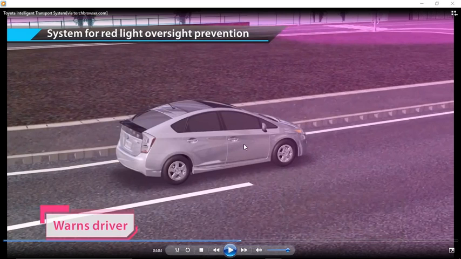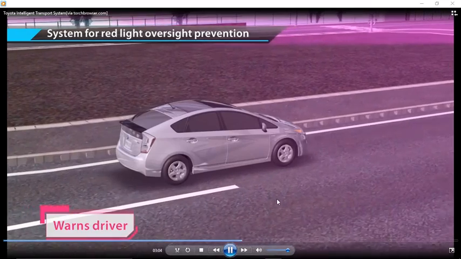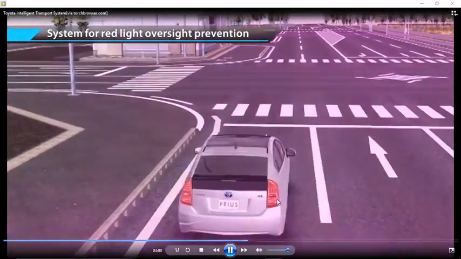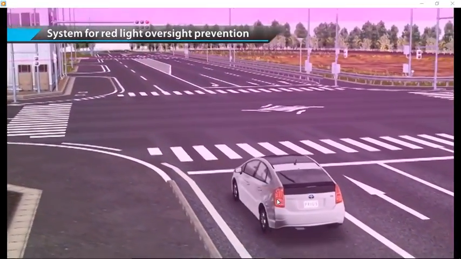But this vehicle is not reducing its speed. So what will happen? Automatically it will send a voice message and warn the driver. Voice message. Think about the technology. Now see, this person has stopped the vehicle.